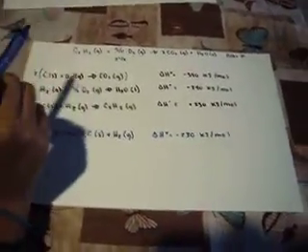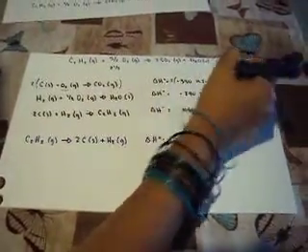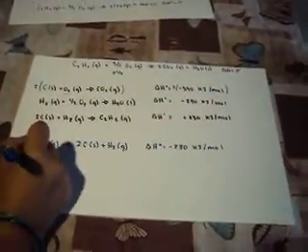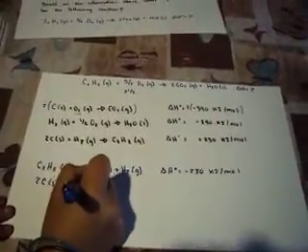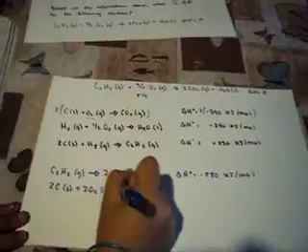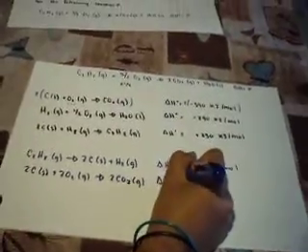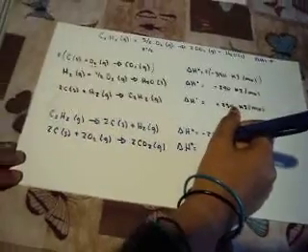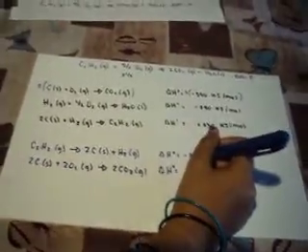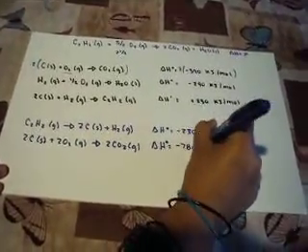So remember, whenever you multiply anything over here by 2, you have to multiply this side by 2 as well. So this will come out to be 2C plus 2O2 equals 2CO2 gas. And when you multiply the 2 by the negative 390, that will give you negative 780.